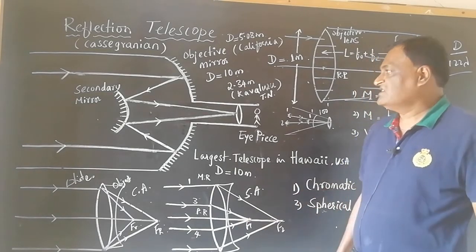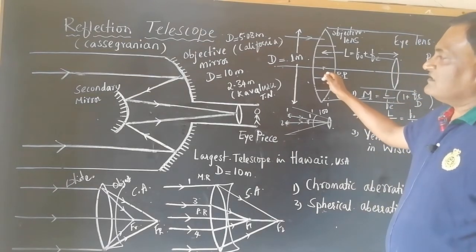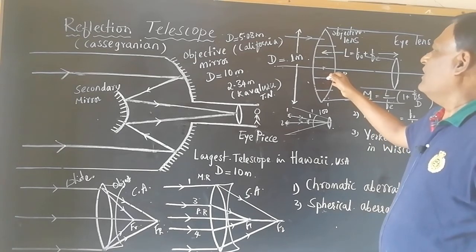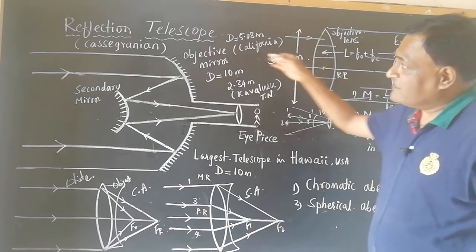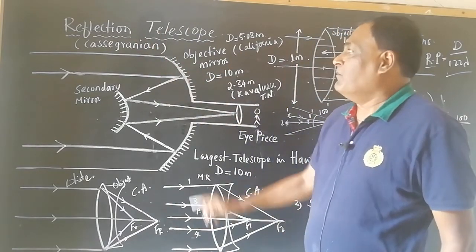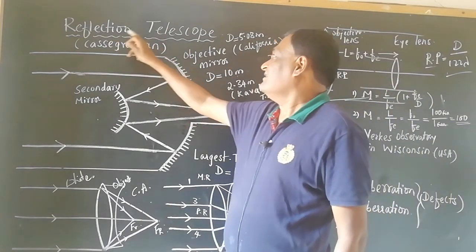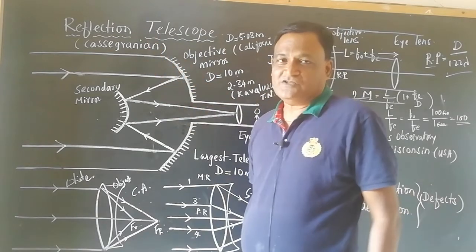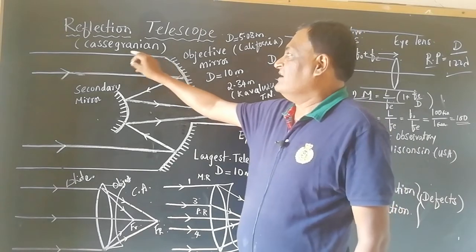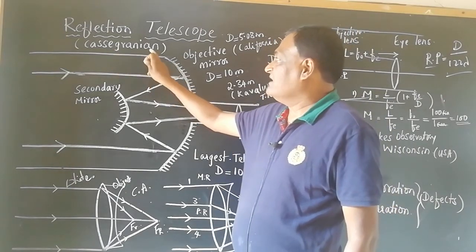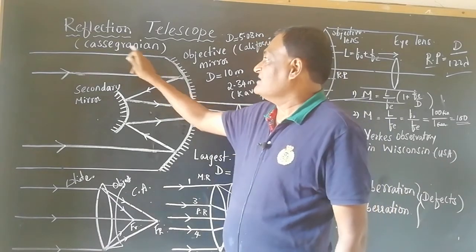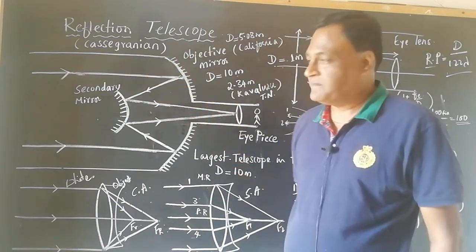In that context, these refraction type telescopes are replaced with a reflection type telescope. Modern telescopes are reflection type telescopes. They were designed and invented by a scientist called Cassegrain. Hence the name of the reflection type telescope is Cassegrainian telescope.